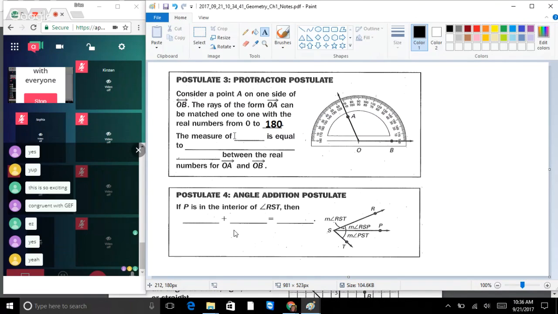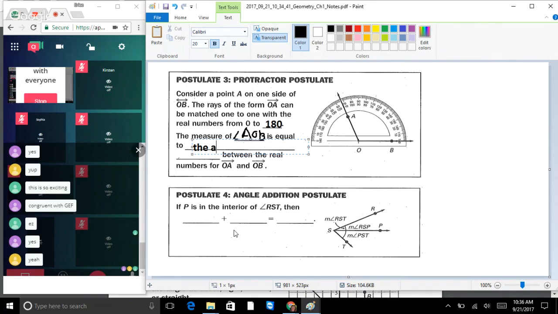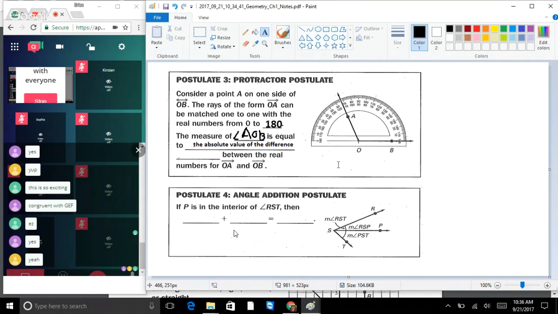The measure of angle AOB is equal to the absolute value of the difference between the real numbers for ray OA and ray OB.